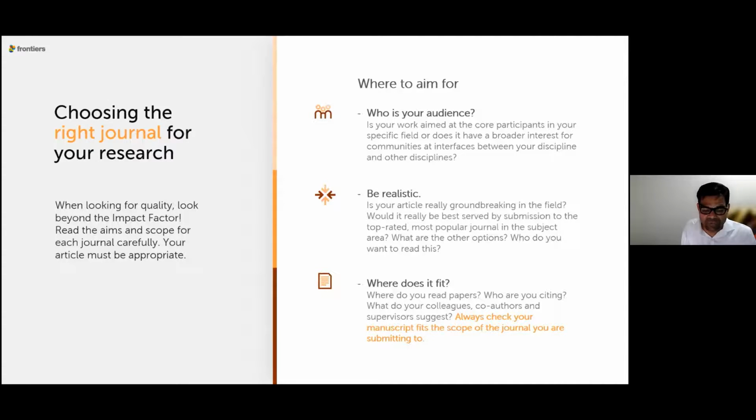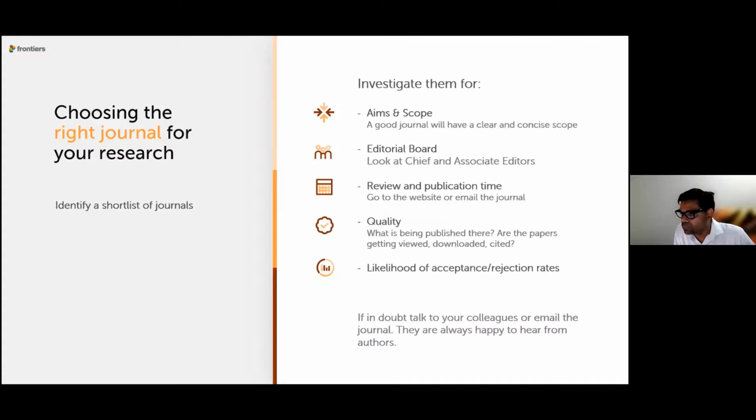So always check your manuscript fits the scope, because that is very important if you don't want to delay a decision on your manuscript, okay? As I mentioned already, very important, clear and concise scope. You should investigate. Also, you don't really want to submit to predatory journals, and I think we don't have time today to discuss that, but some journals have an editorial board without any internationally recognized researchers. I'm not saying that all journals should, but there are some journals which are local, where you may not find them, but then it's up to the author whether you want to submit to a local journal or an international journal.